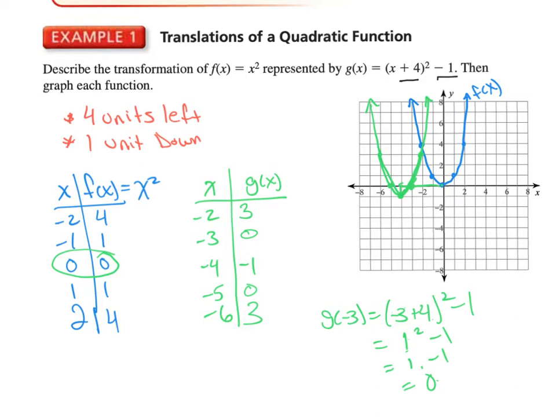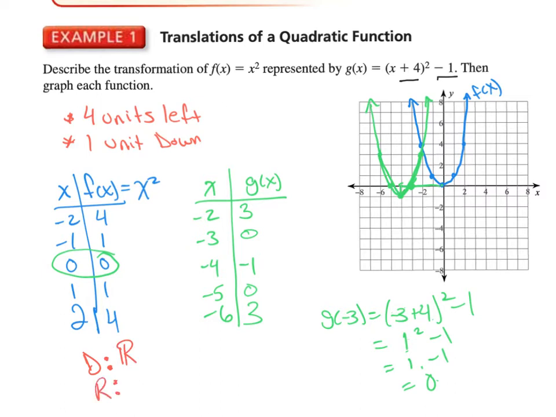Let's talk about domain and range while we're here. So domain, that's how wide your graph is. That is your x values. How far right does your graph go? How far left does your graph go? Well, in this case, it goes in both directions forever, so it's all real numbers.